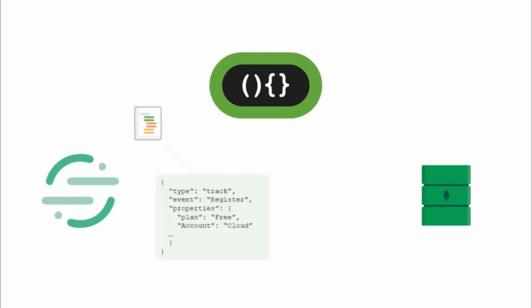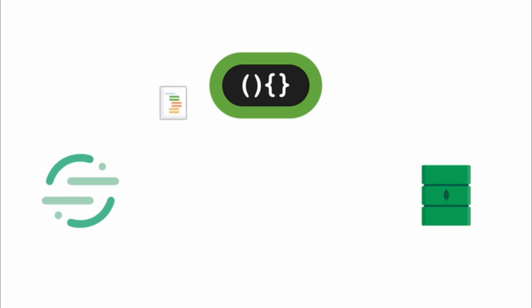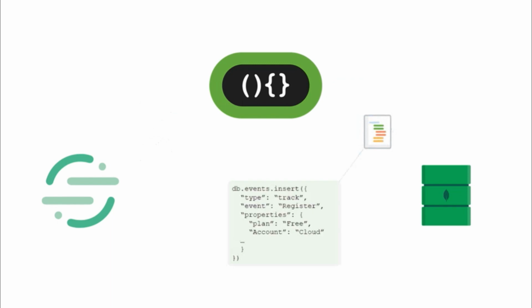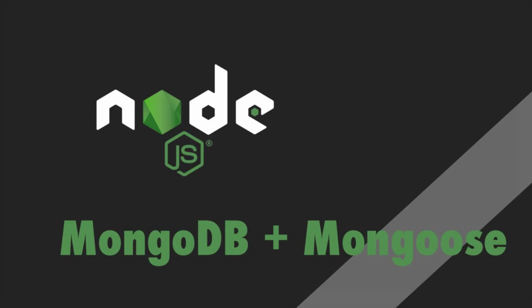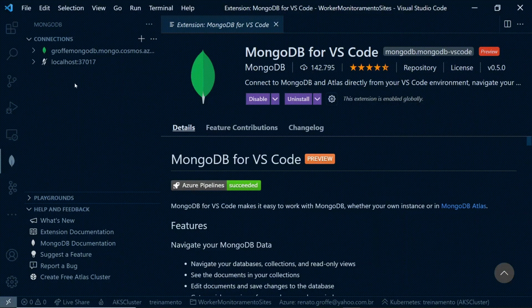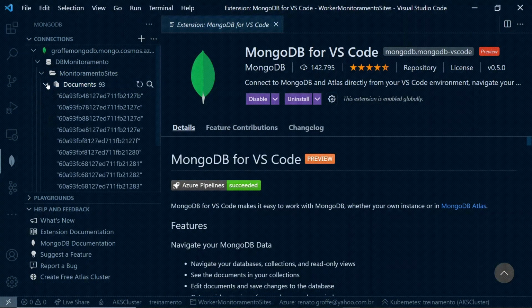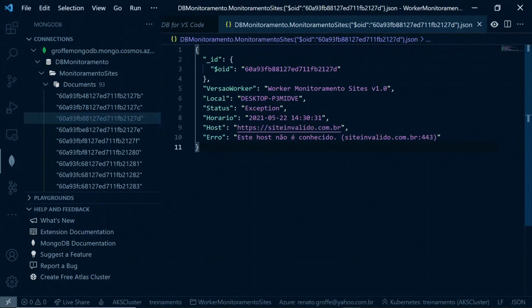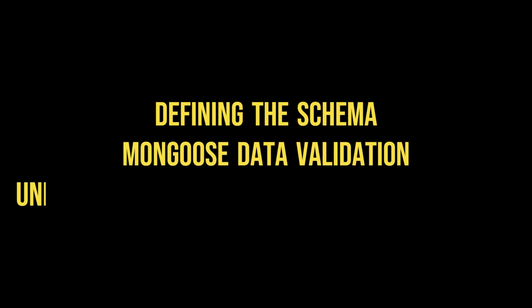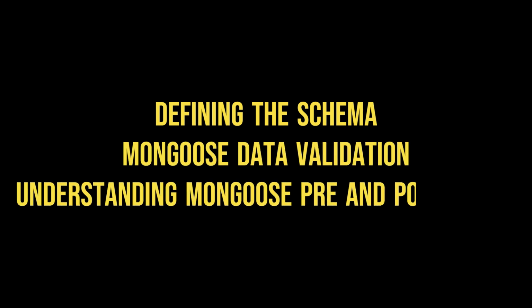To interact with MongoDB better, we generally use an ODM or Object Data Modeling library like Mongoose. Mongoose is an Object Data Modeling library for MongoDB and Node.js. It manages relationships between data, provides schema validation, and is used to translate between objects in code and the representation of those objects in MongoDB. Important things to learn in Mongoose. Defining the schema. Mongoose data validation. Understanding Mongoose pre and post hooks.